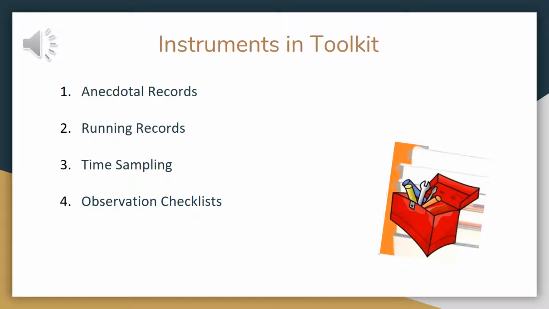The 4 samples of observational instruments that we chose to present from our toolkit are anecdotal records, running records, time sampling, and observation checklists.